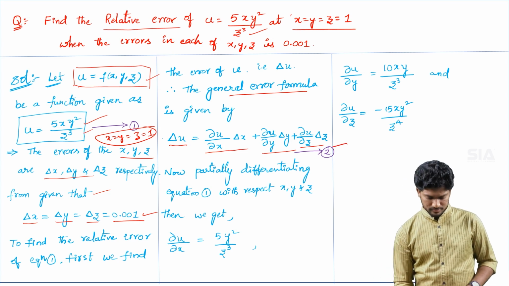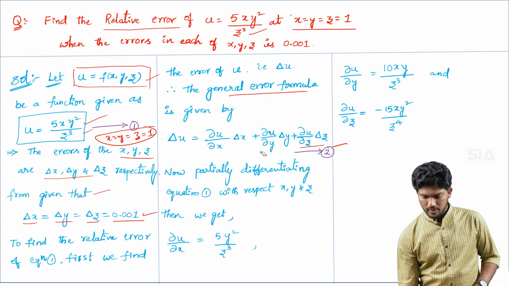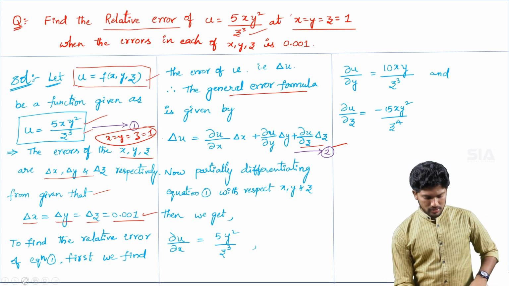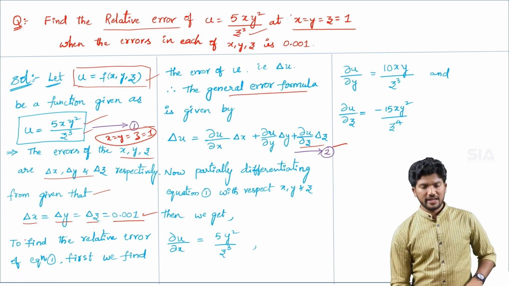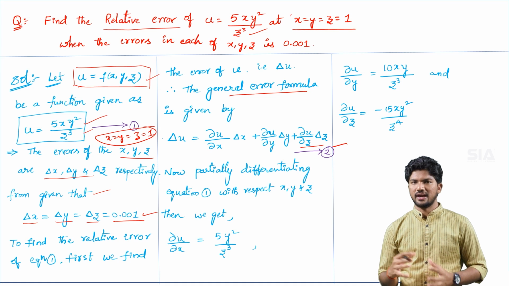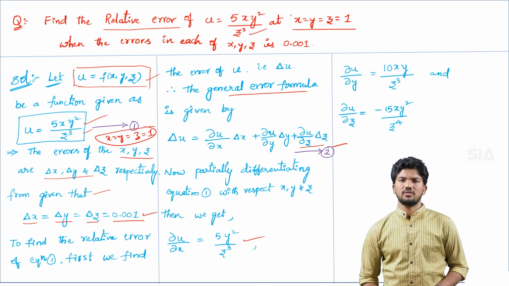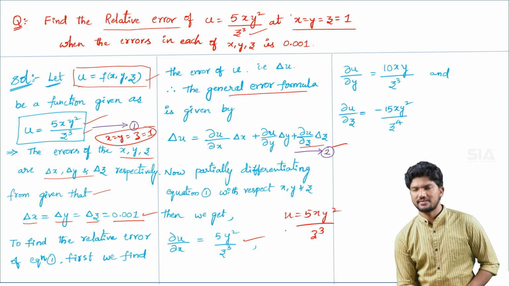Now by seeing that equation number 2, what we can conclude is that first of all we have to find out the partial derivative of the given equation number 1 with respect to x, y and z. So first, if you find the partial derivative of u, what you have is u is equal to 5xy square by z cube, the given function.